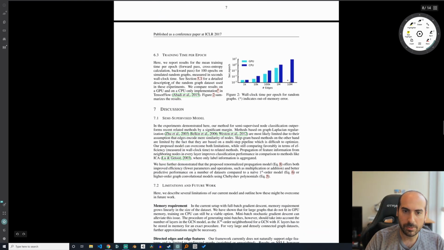Here we report results on a GPU and CPU only implementation and TensorFlow, and we summarize the results. So CPU versus GPU. Oh, interesting. This was exactly my observation. Like, where is the GPU?